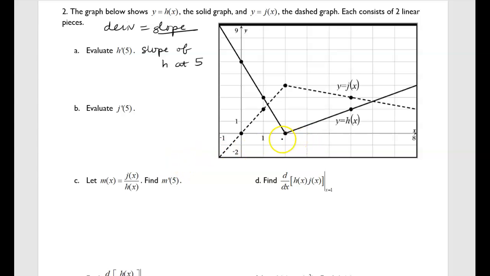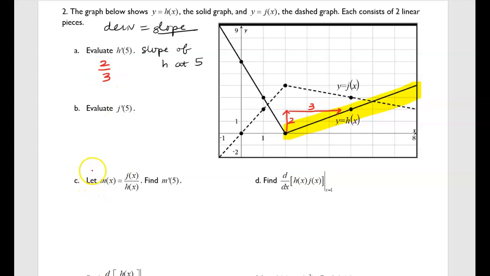So if I look at h, that's this line here. It's actually this whole graph, but I'm specifically looking at h of 5, so that's this point right here. And so if I want to find that slope, I can look at the rise over run. So I go up 2 over 3. You could do this with algebra, like using the coordinates, but I think it's easier to just count in this case. So my slope is 2/3.